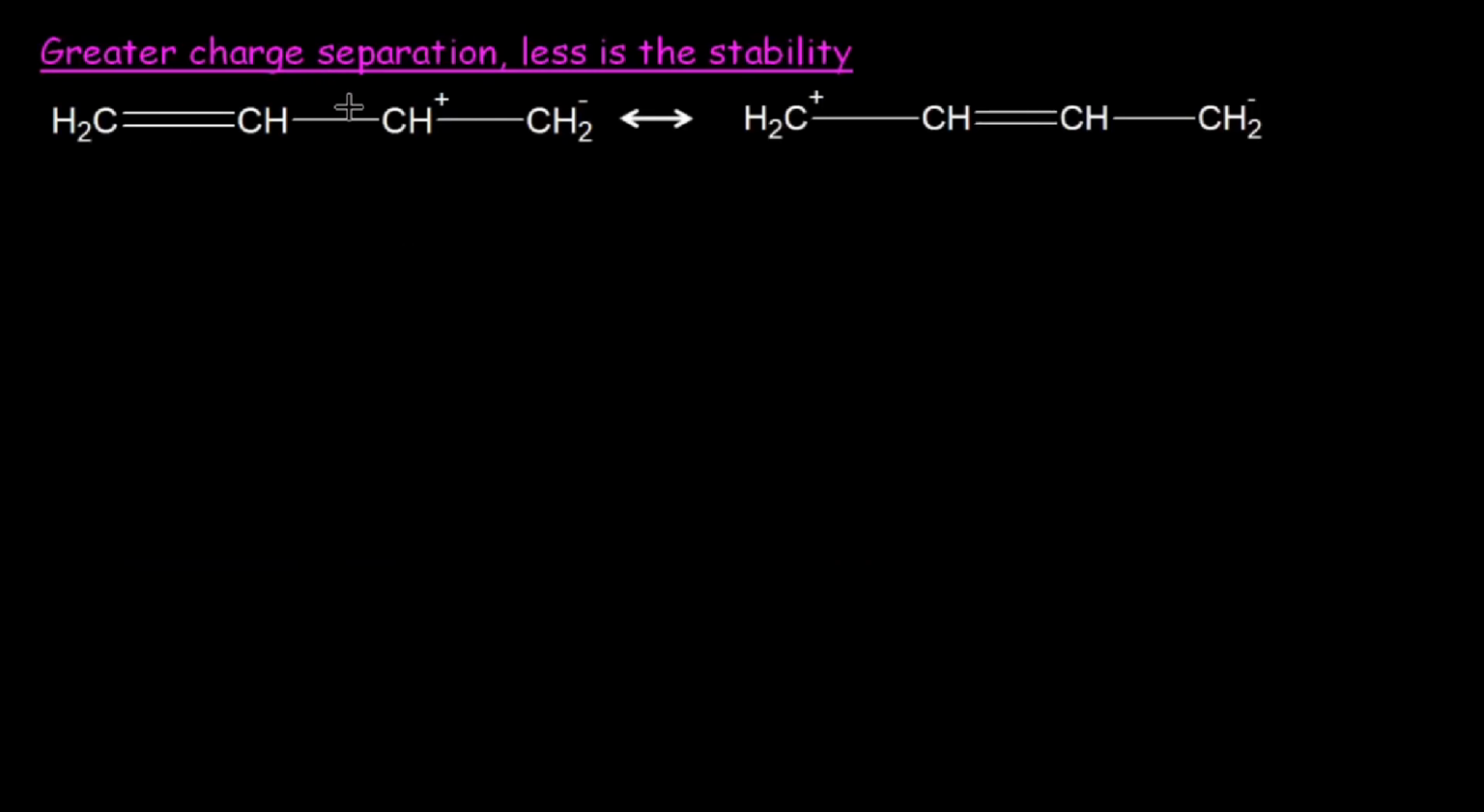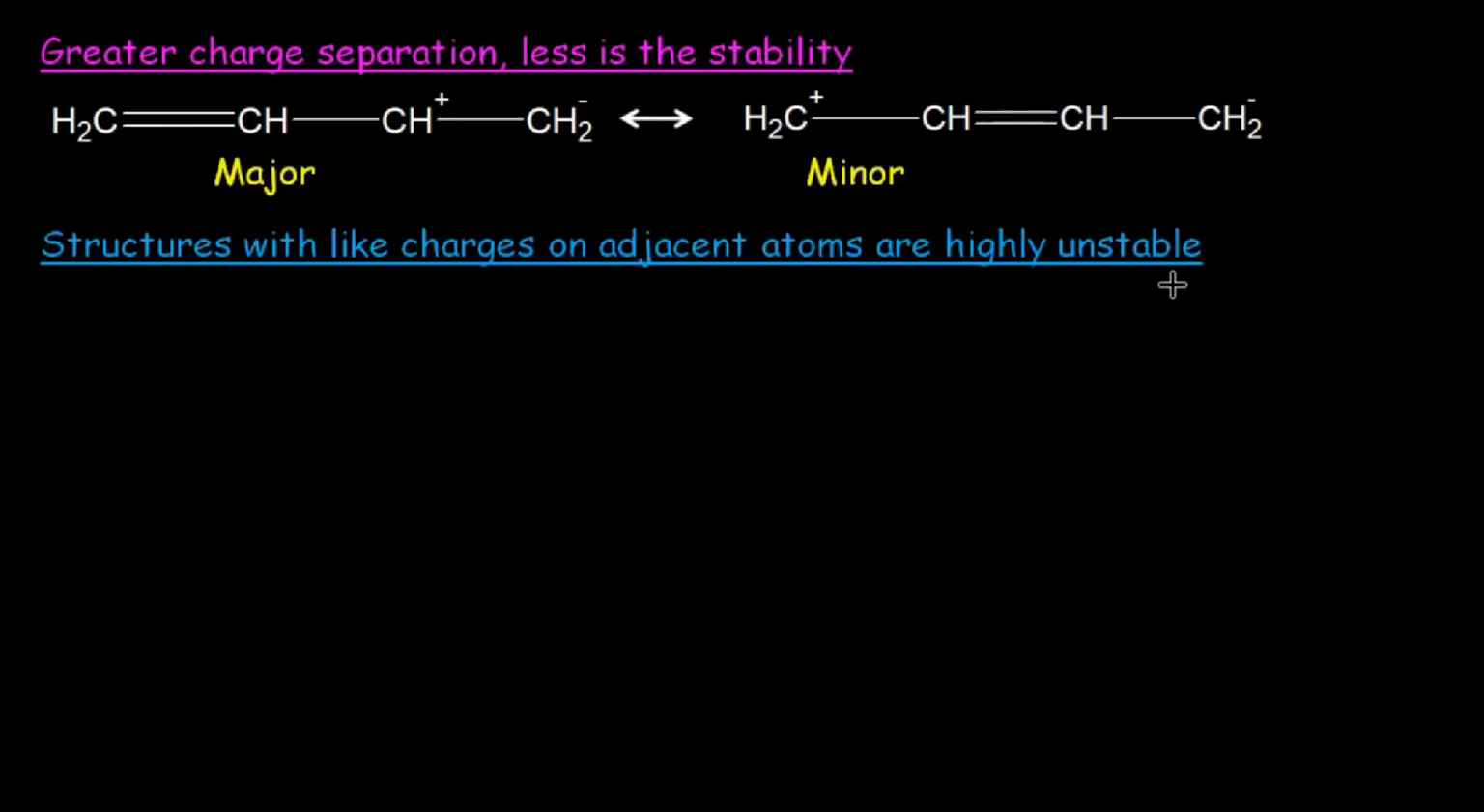When this pi bond shifts between these two carbons and positive charge comes on this carbon, negative and positive charge are separated. So this structure, according to the rules of resonance, is less stable and has less contribution. Structures with like charges on adjacent atoms are highly unstable.